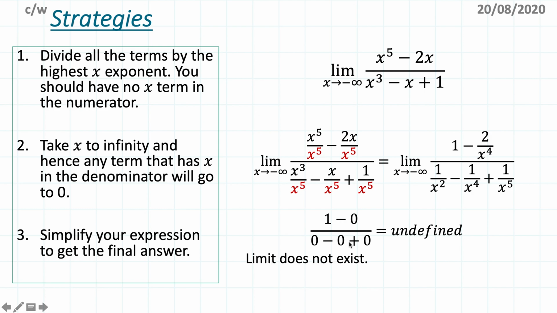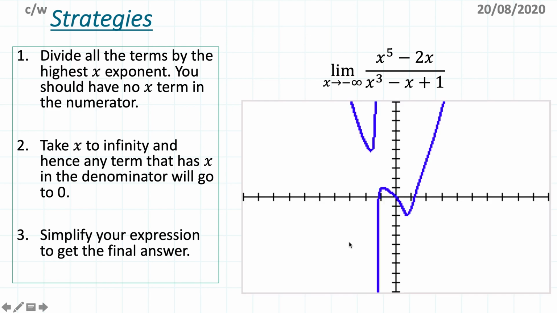Okay, and you might feel a bit uneasy about that. You can check using a graph. So this is the graph of the function, and if you notice, as I'm taking x to the negative value, so we're looking at this side here, so x is going to negative infinity, my y value will keep on increasing. So it's actually going up to infinity. There's no limit to my function.